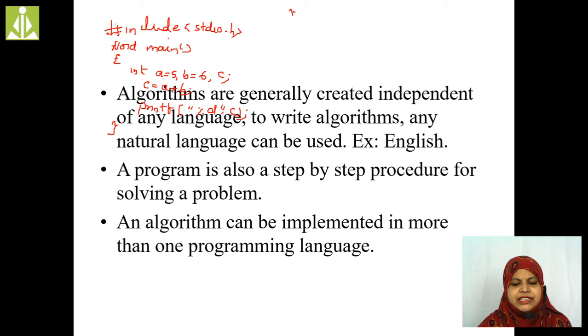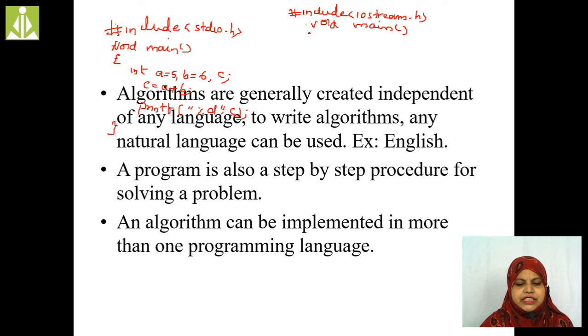How are we going to write it in C++? #include <iostream.h>, next is void main, open the braces, next int a = 5, b = 6, c = a + b, then cout << c, right?